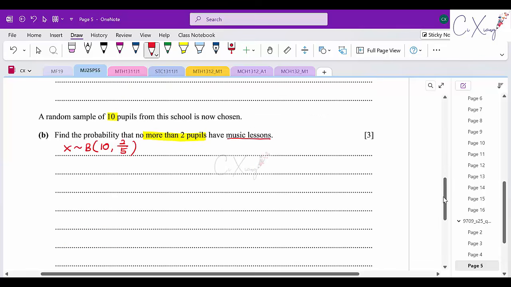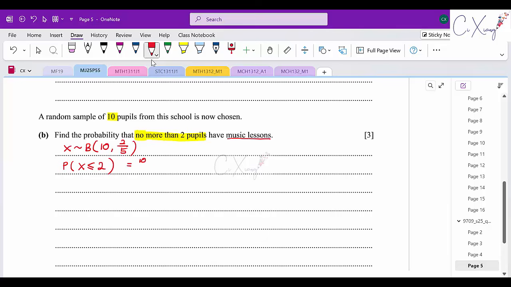Okay, then we are interested to find out the probability of no more than, sorry, they said no more than. Okay, no more than means that it can be 2, but it cannot be more than 2. When you want to write a symbol, it should be x smaller than or equal to 2. Then when you have x smaller than or equal to 2, that means you have to calculate the probability x equals 0, x equals 1, x equals 2.